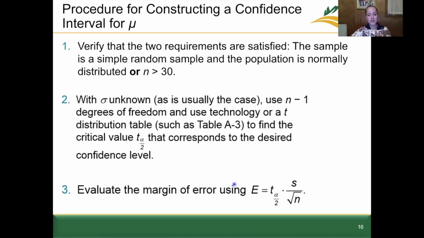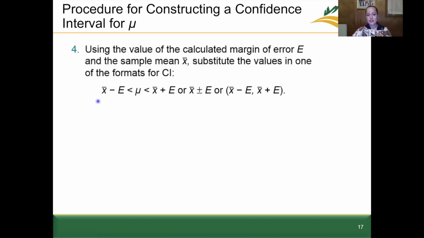To find the margin of error E for a t distribution, we're going to take t subscript alpha over 2, or the critical value here, multiplied by s over the square root of n. What is s again? That's our sample standard deviation, and then sigma is our population standard deviation. Step number 4, use the value of the calculated margin of error, or E, and our sample mean, or X bar, and substitute the values in one of the formats for confidence interval.